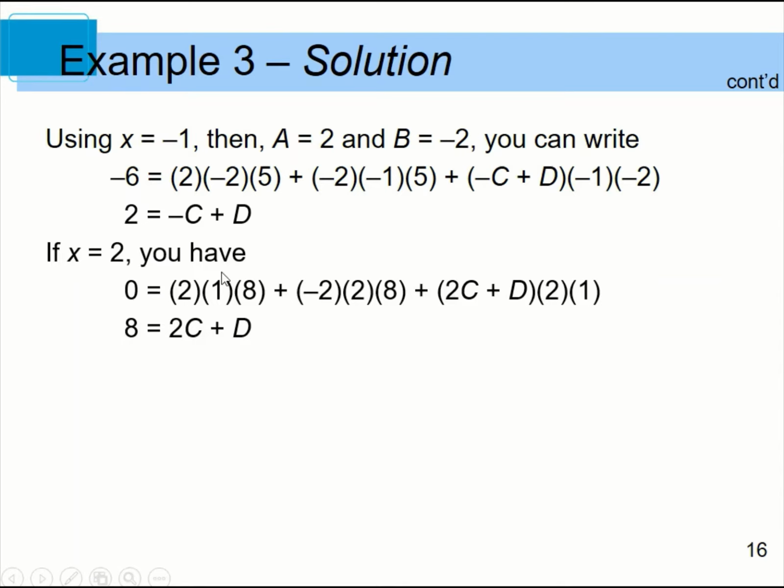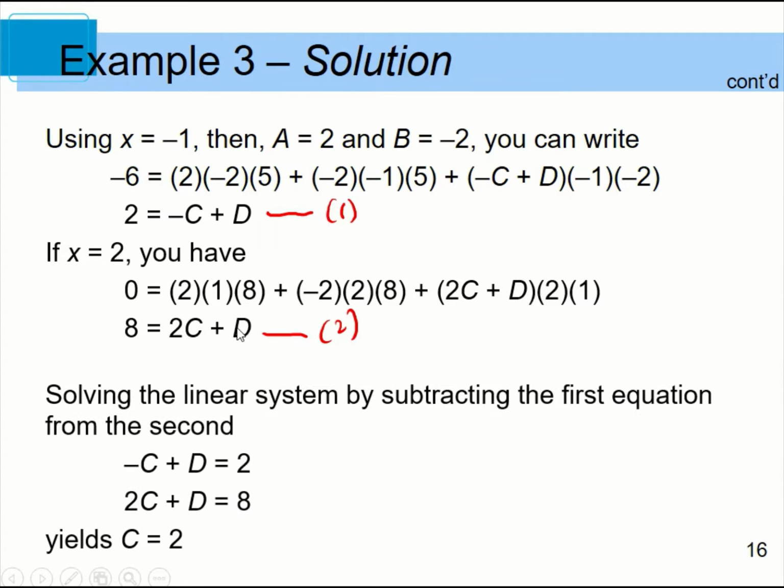Now, from here we can see we actually have two equations. This is equation 1, and this is equation 2. How do we get these two equations? By substituting two values of x. Besides negative 1 and 2, you can actually substitute other values. We will still get two equations, and we can obtain c and d by solving these two equations.